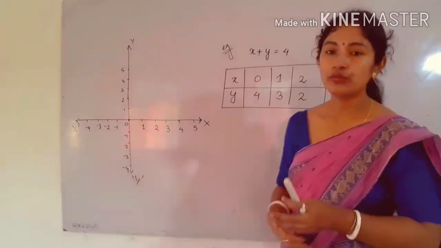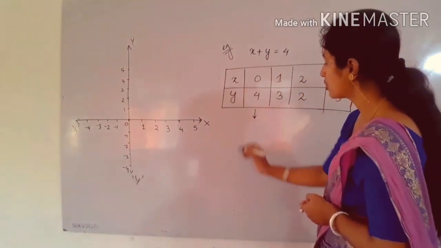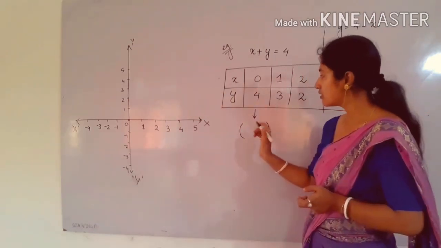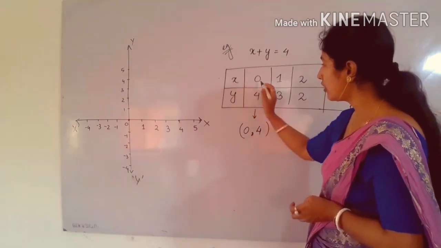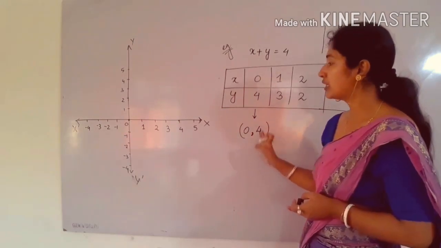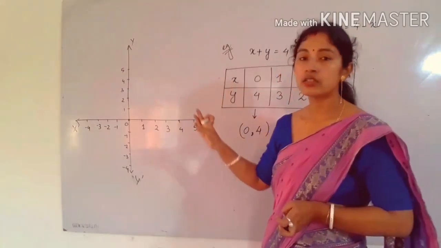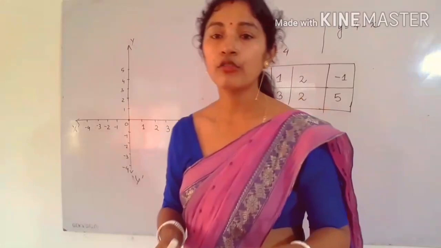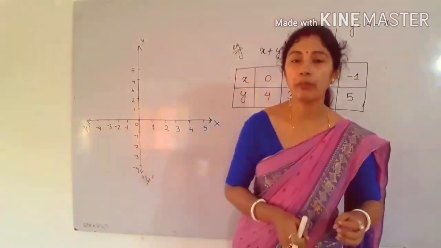Next, we have to take the first set of solution. So this is the first set of solution. How can we write it in the coordinate system? In the coordinate system we can write (0, 4). So (0, 4) means the value of x is 0 and the value of y is 4. Now we have to plot this point in the graph. This should be drawn on graph paper. Right now, if you don't have graph paper, try to draw in your copy.